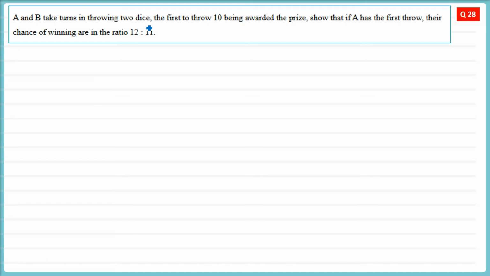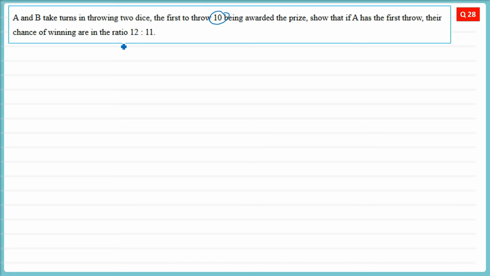A and B take turns in throwing 2 dice. The first to throw 10 being awarded the prize. So whoever gets a 10 gets a prize. Show that A has the first throw, so it's established that A is going to start. The chances of winning are in the ratio 12:11.